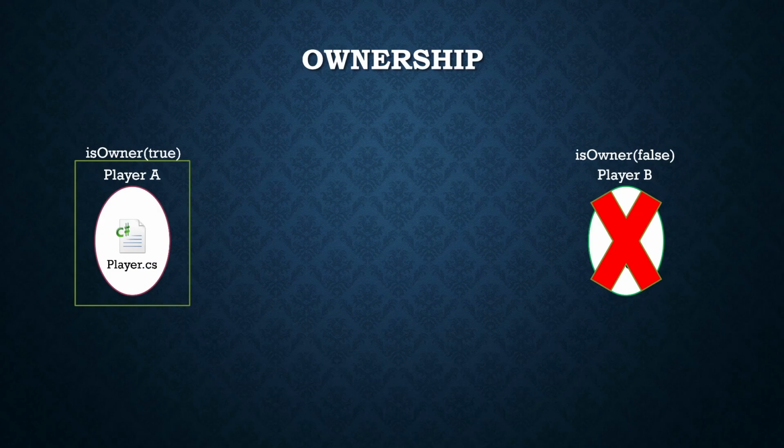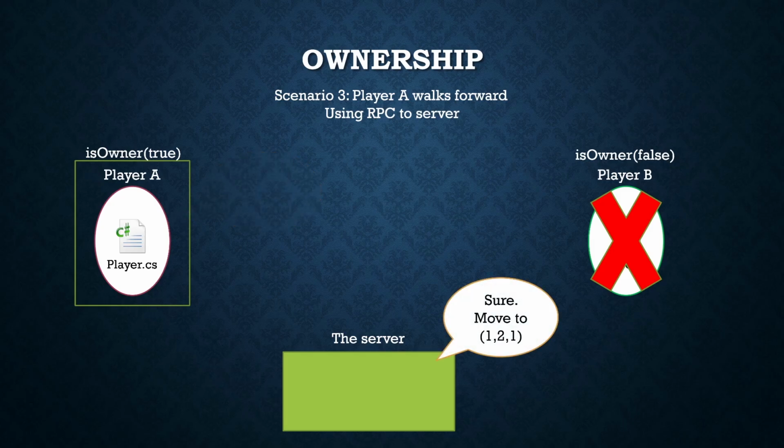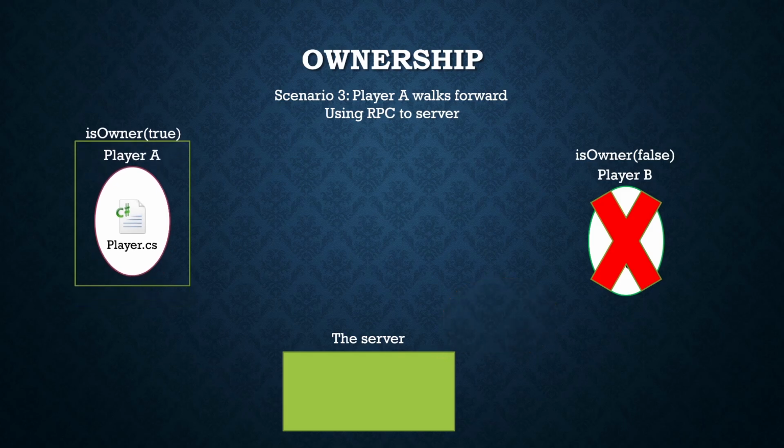I'm the client for player A and player B is another client and we're on the same server. Now again, we're going to make sure that we're the owner of the game object. I'm going to send a request to the server. This request is known as an RPC or a remote procedure call. The server will then respond by updating my location and I will just run an update script to move to that new spot.